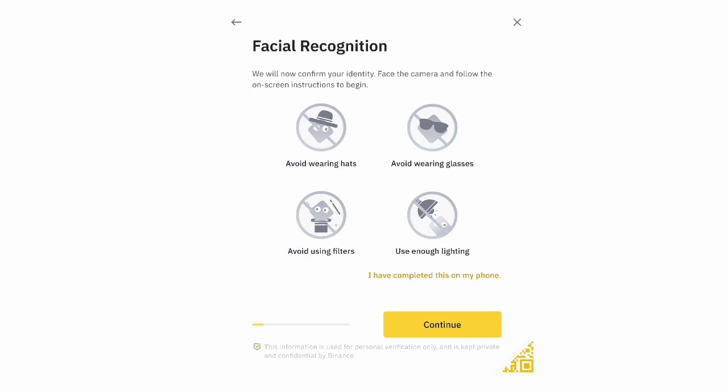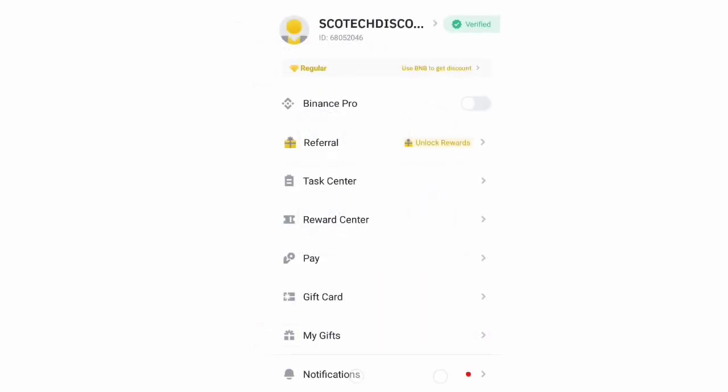So that camera, you're going to see some prompts there, like open your mouth, close your mouth, and do stuff like that. So once you do them, you're going to press continue. So you're going to see a page like this. Actually what you see is verifying, it's not verified. So once Binance verifies for you, you're going to see verified in green.